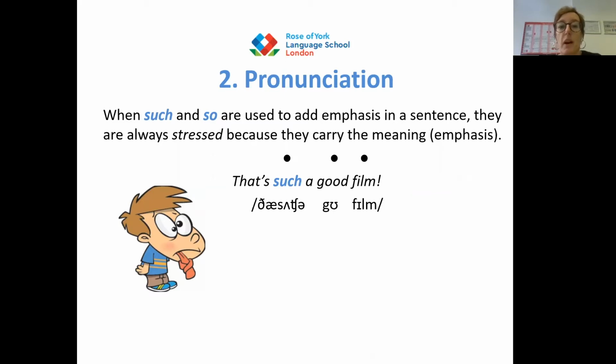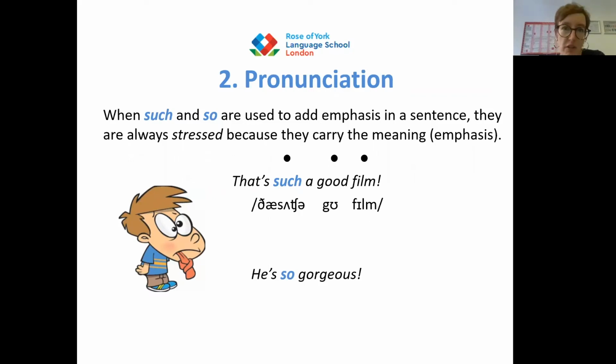So you will see the first part is that such a, so they go together, such a good film. What happened to the D at the end of good? Nobody knows. It's gone. It's gone because it is quite difficult for our mouths to say the D before the F. So it's difficult to say a good film. All right, so the D drops and we say good film. So that's such a good film.